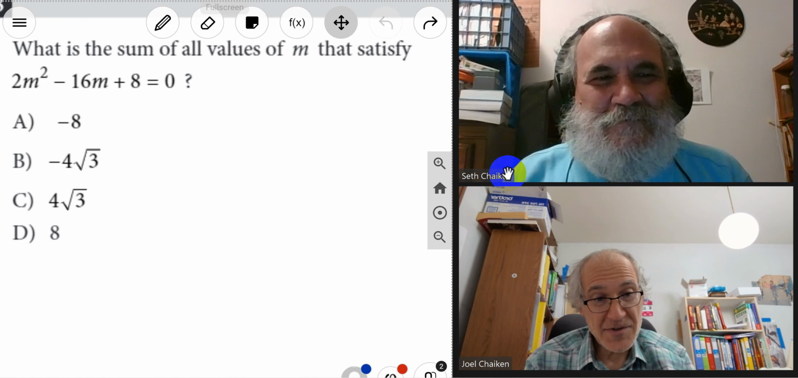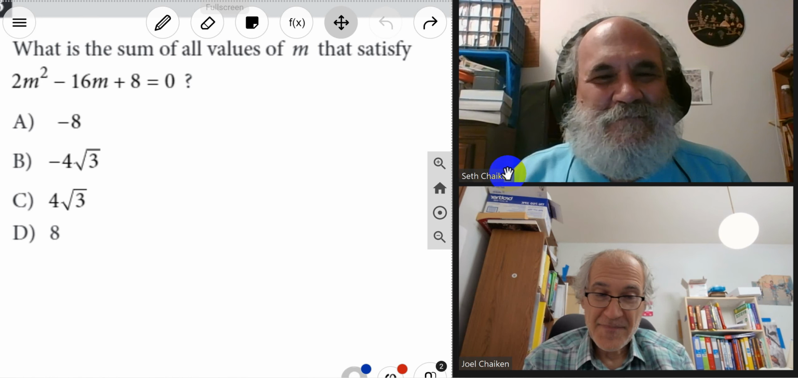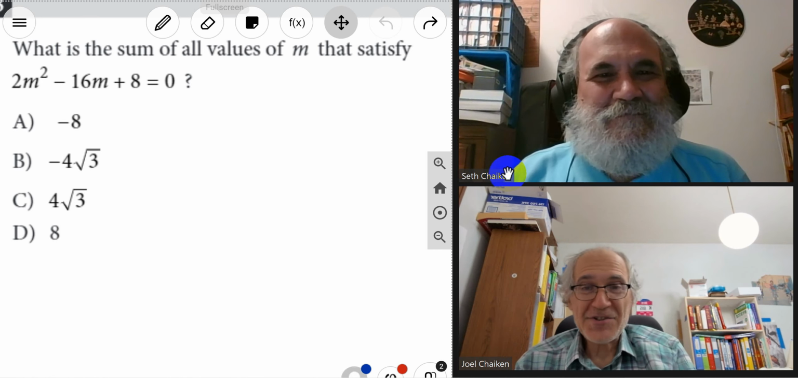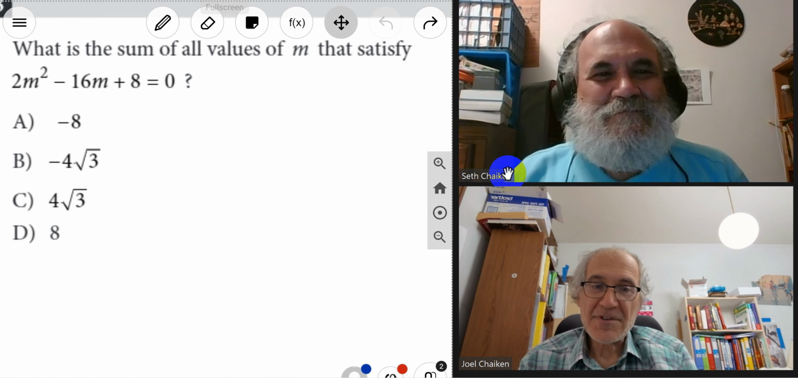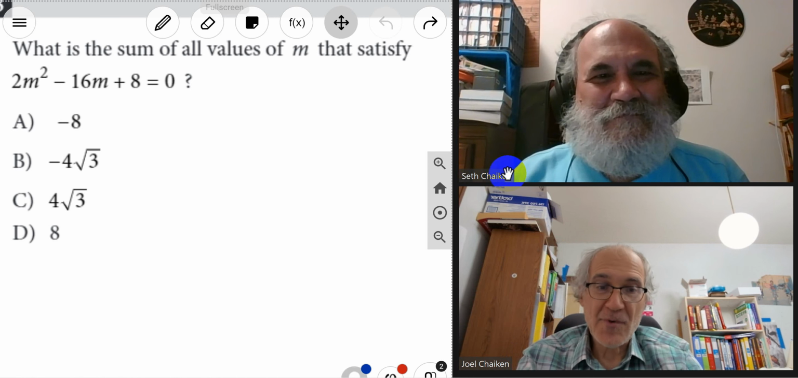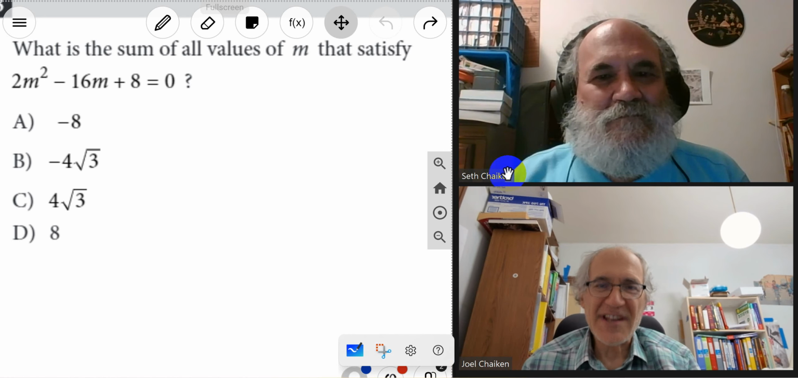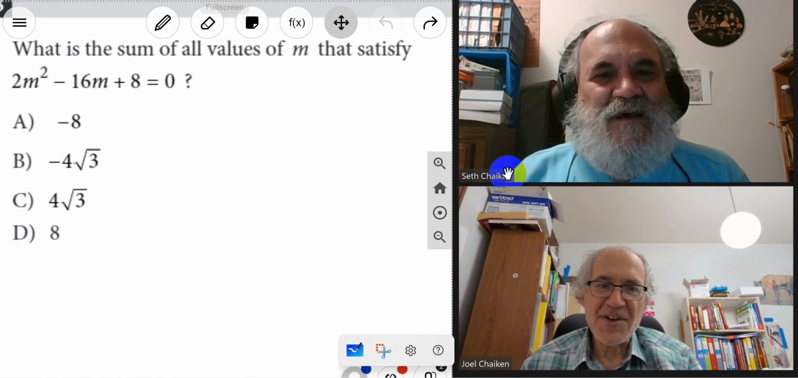Here's today's question. What's the sum of all the values of m that satisfy that equation? My personal attitude is either you know how to do this or you don't. This is what I would call a formula type question on the SAT. Maybe not to say formula, but more of a relation. Either you understand how to do this or you don't.